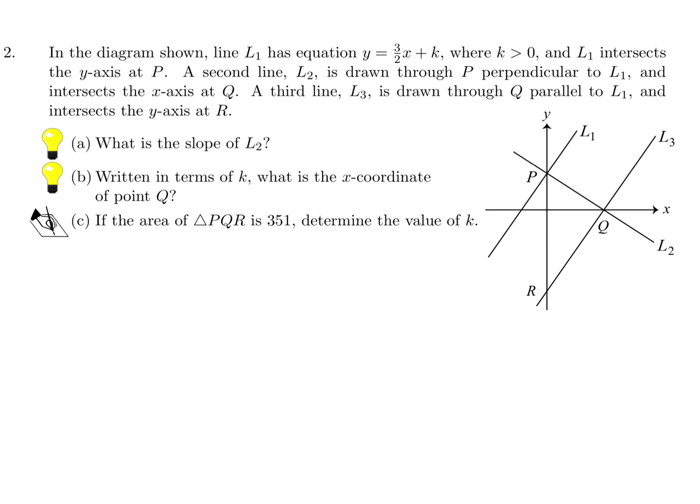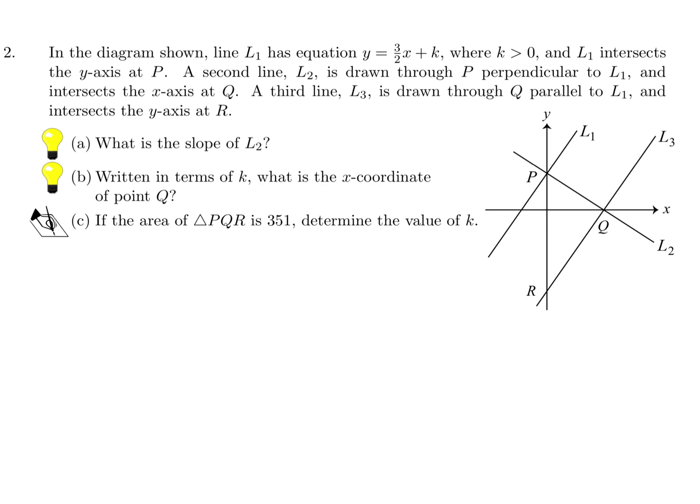In the diagram shown, the line L1 has the equation y is equal to 3 over 2x plus k, where k is greater than 0. And L1 intersects the y-axis at P. A line L2 is drawn through P perpendicular to L1 and intersects the x-axis at Q. The line L3 is drawn through Q and parallel to L1 and intersects the y-axis at R. What is the slope of L2?